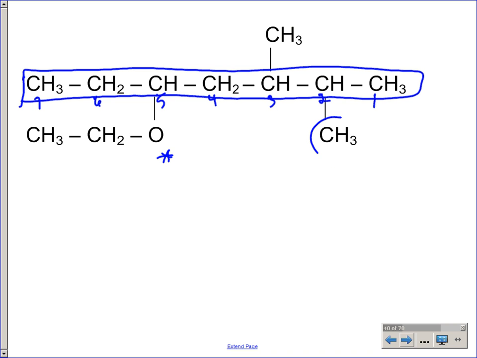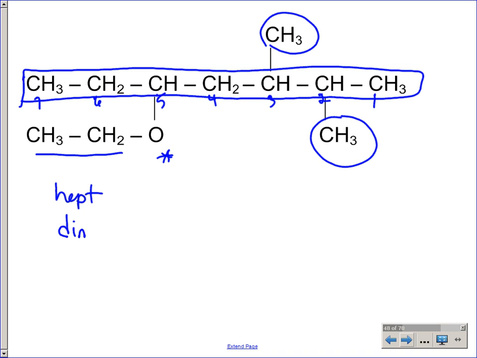This methyl group gets number 2, and this methyl group gets number 3, and then we'll name this chain as well. So whenever we looked here, we said this was hep, so this is 7. And we also saw that we had 2 methyls, so we have dimethyl. And those methyls are on 2 and 3.